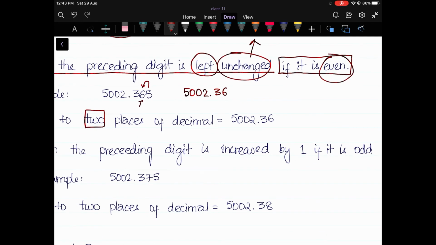Another example I can give, if I had 5002.385 and I want to drop this 5, meaning write only 2 places of decimal, then check there is no number after 5, so there is no reason to increase 8 to 9. One more thing is this 8 here is even, so the number is going to be left unchanged. Simply, you saw 5, you cannot make it 9. So that's the whole rule.